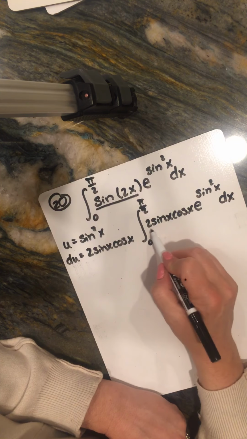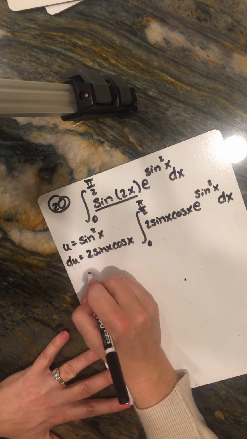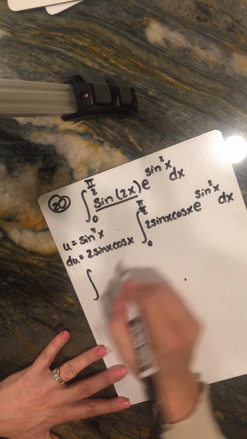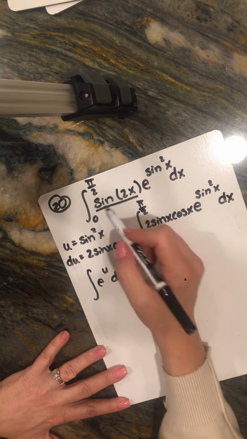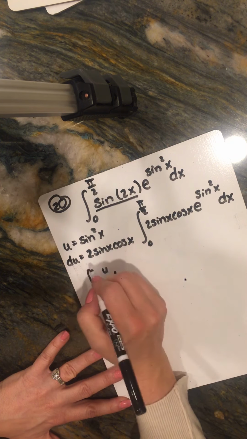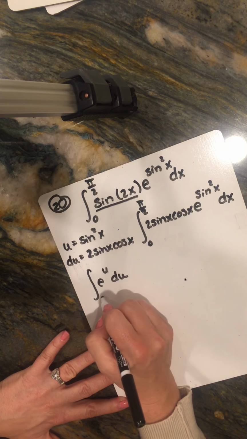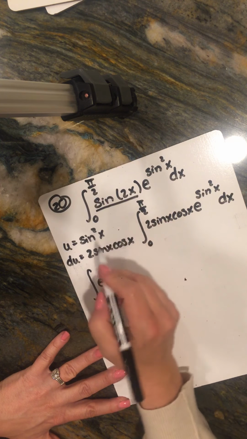All right, now we've got our du. So let's go ahead and replace this and turn this into u's. So e to the u du. And I'm also going to change my endpoints. So sine of 0 quantity squared, the sine at 0 is 0. So there's that. Pi over 2, the sine at pi over 2 is 1, quantity squared is 1.